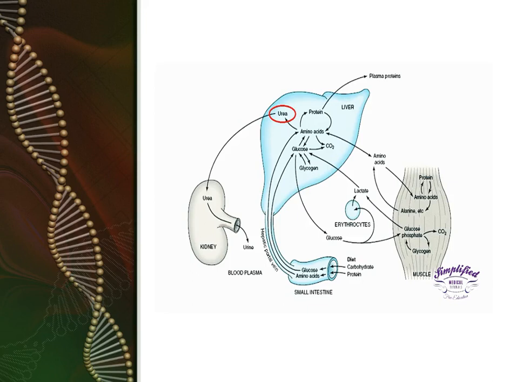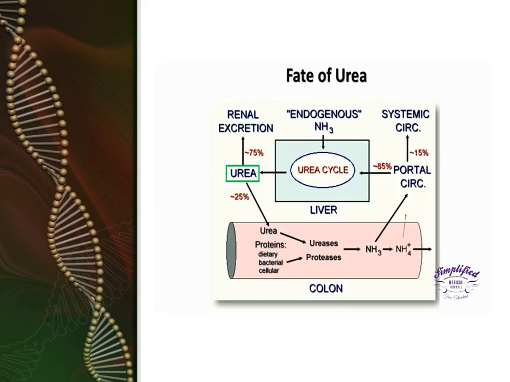Urea, which is formed, then passes into the blood and is transported to the kidneys where it is filtered and excreted in the urine. A portion of the urea diffuses from the blood into the intestine. Here, it is decomposed by intestinal bacterial urease to carbon dioxide and ammonia. This ammonia is partly lost in the feces and is partly reabsorbed into the blood.